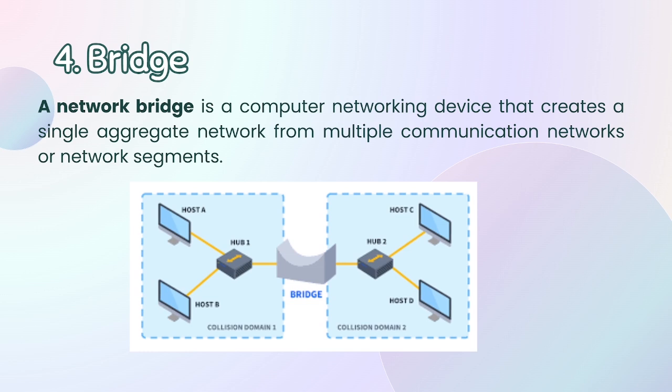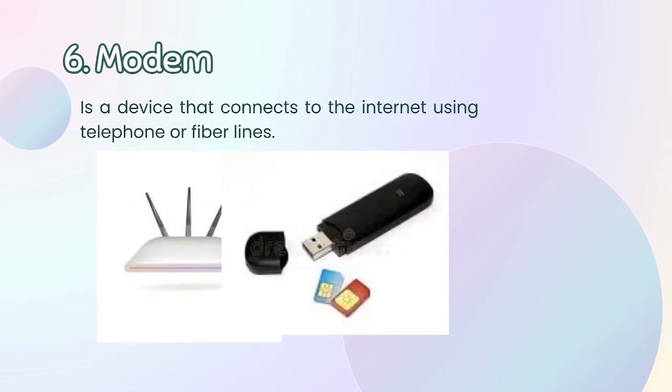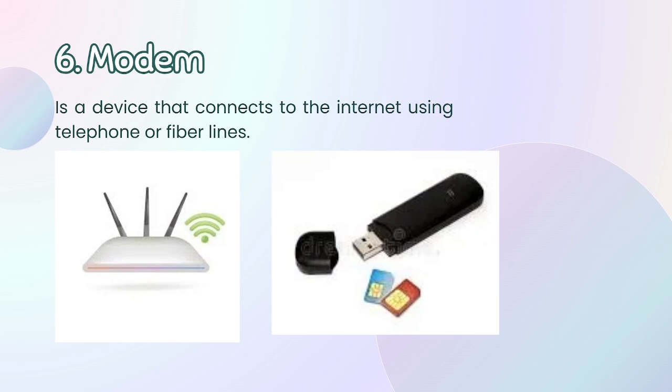Number 4. Bridge. A network bridge is a computer networking device that creates a single aggregate network from multiple communication networks or network segments. Number 5. Access point. Access point allows wireless devices to connect to the network. Number 6. Modem. Modem is a device that connects to the Internet using telephone or fiber lines.